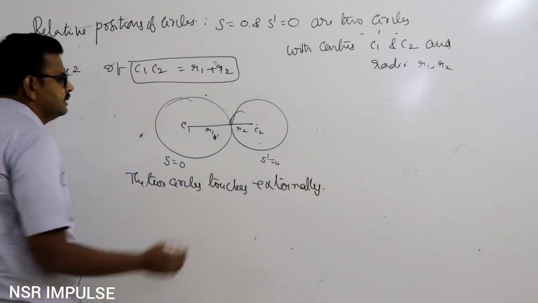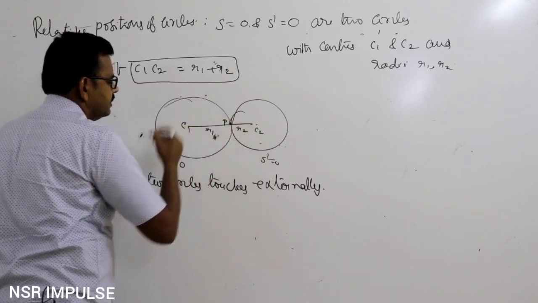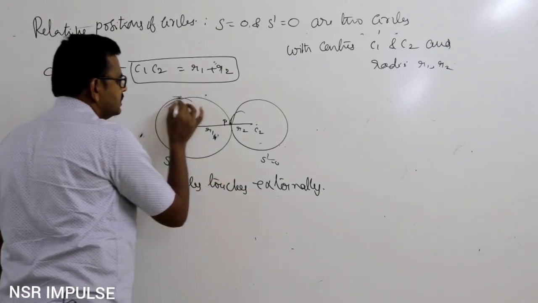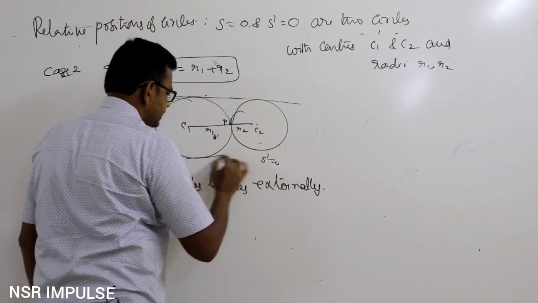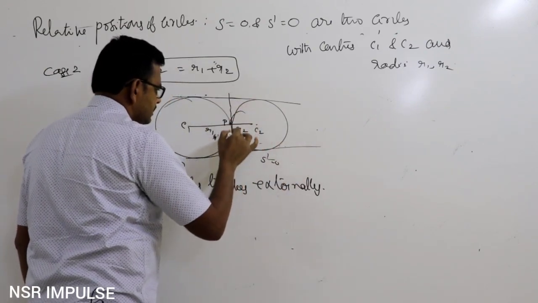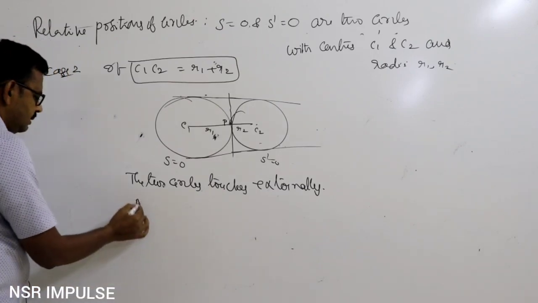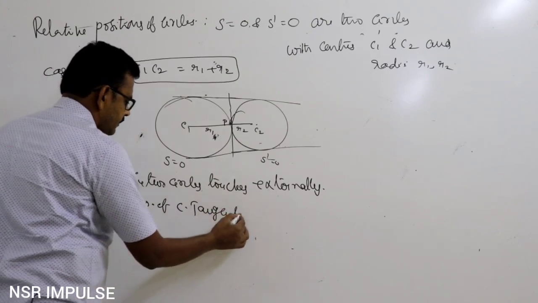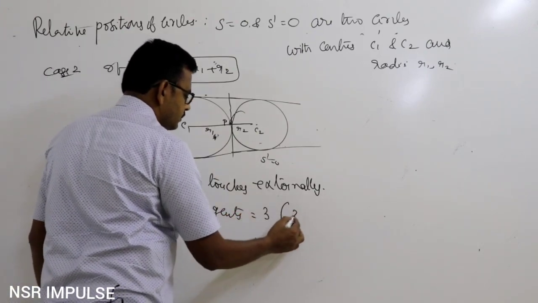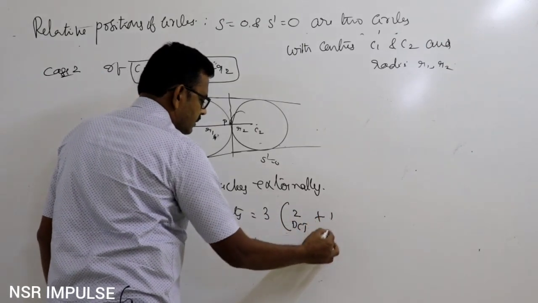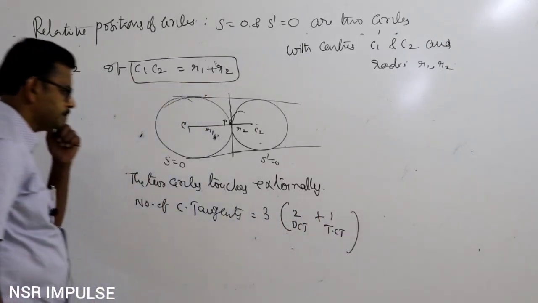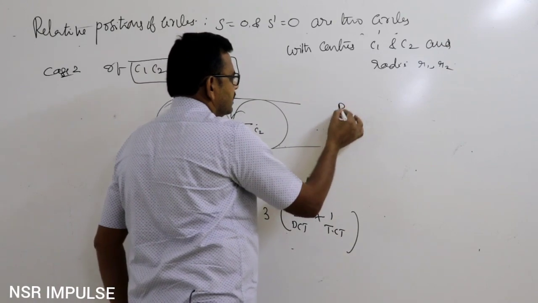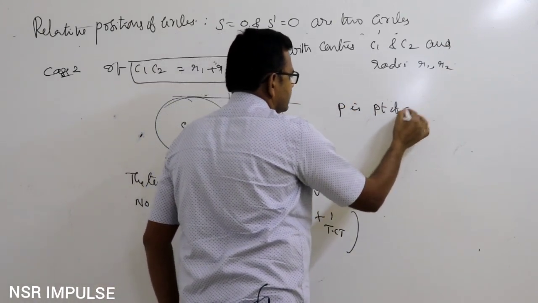The two circles touch each other externally at a point, call it the point P. So, how many tangents can be drawn to the two circles? In this one, two direct common tangents and one transverse common tangent. So the number of common tangents is 3: two direct common tangents and one transverse common tangent. P is the point of contact.